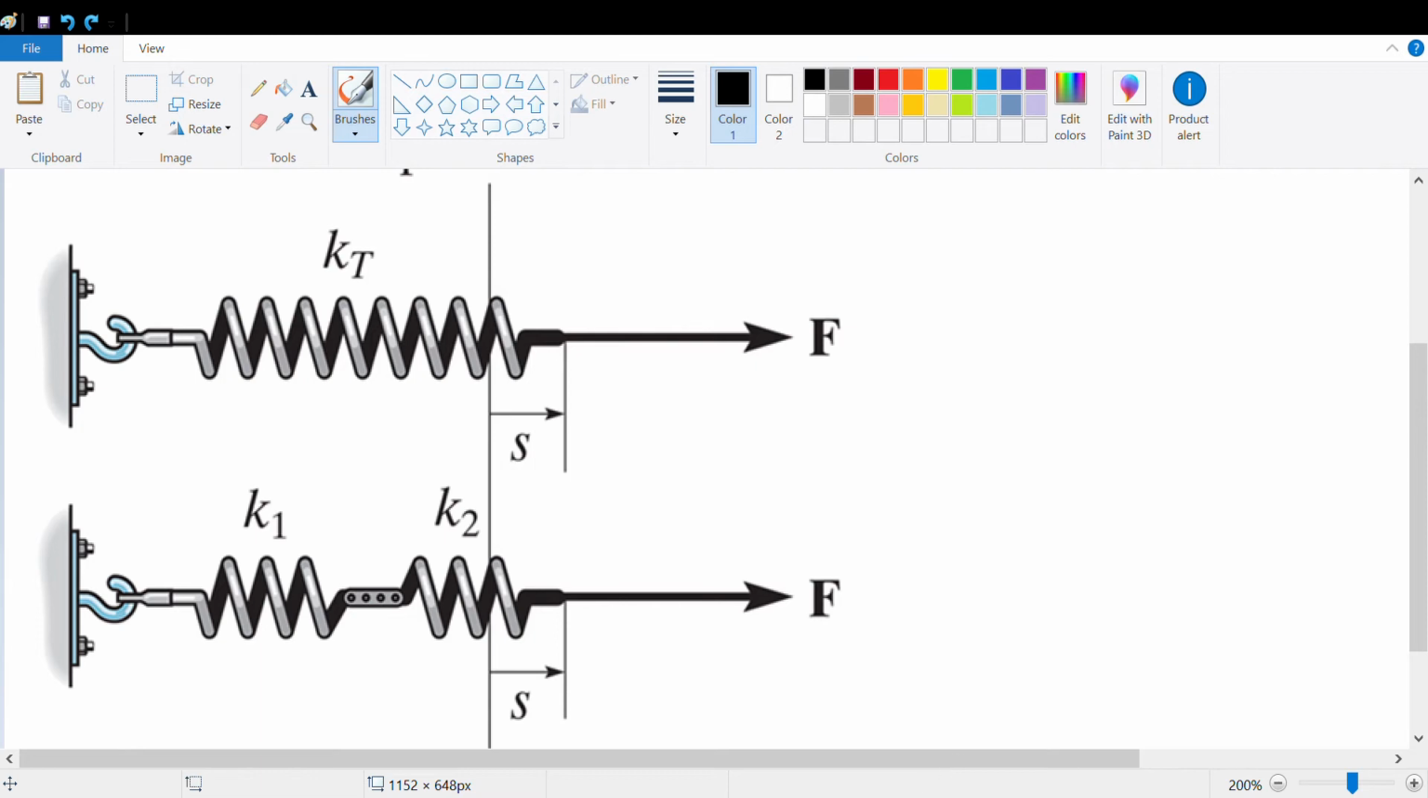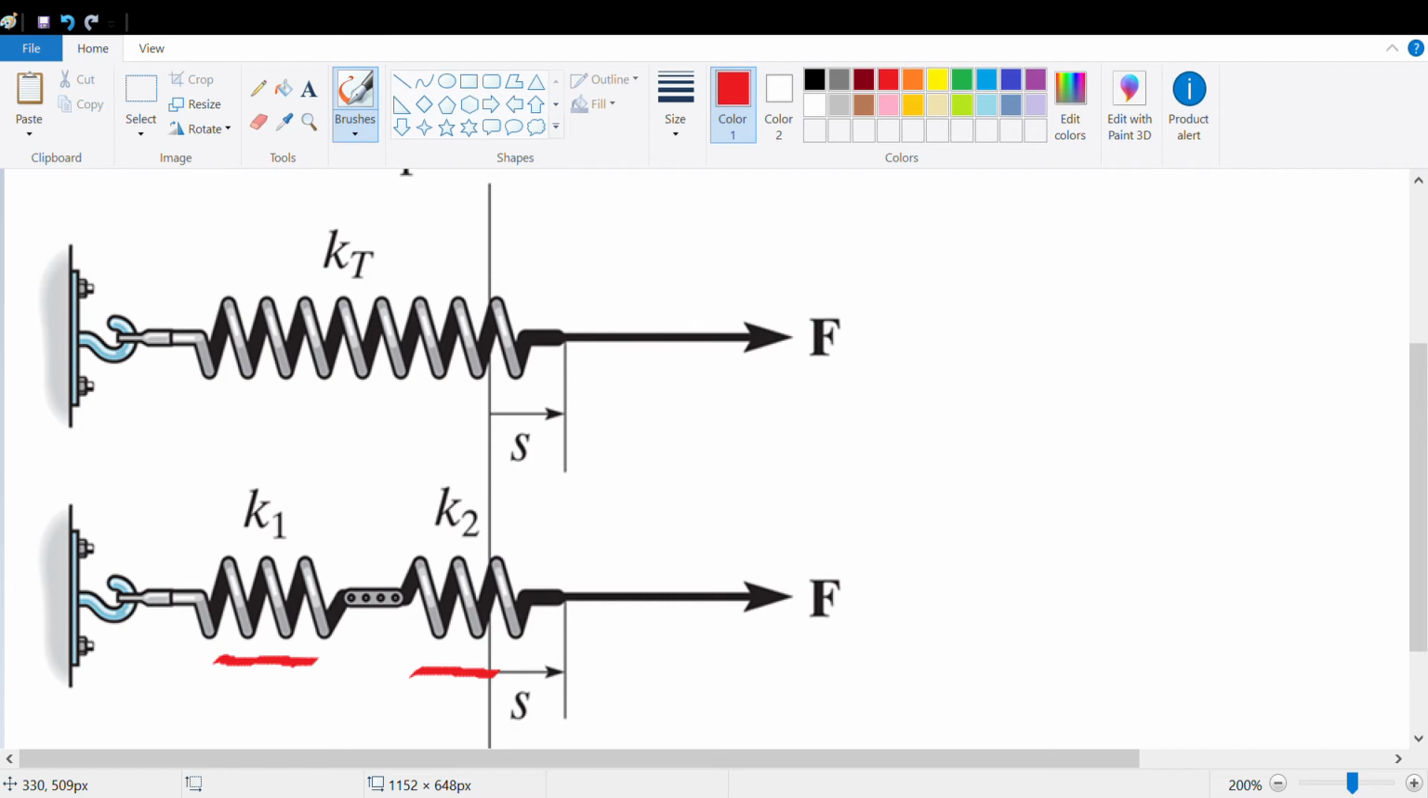This is a very useful exercise because if you have a problem where there are two springs mounted in series, like here, you want to simplify the problem by basically reducing these two springs to just one. So you need to know how to do it.